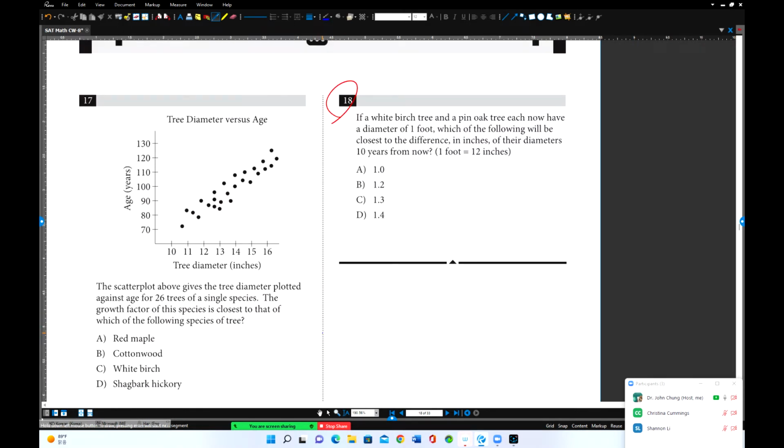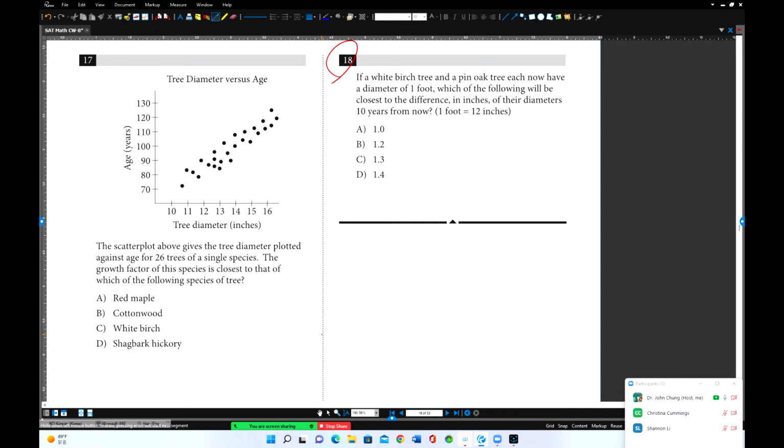That was 17, right? Check out number 17 first. The scatter plot above gives the tree diameter plotted against the age for 26 trees of a single species. The growth factor of this species is closest to that of which of the following species? We're going to find which tree. Let me check.